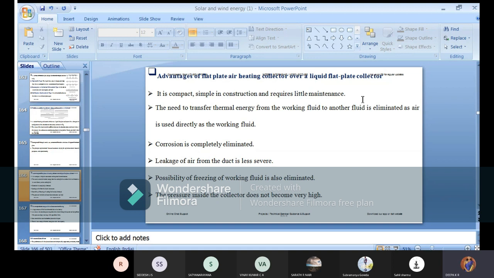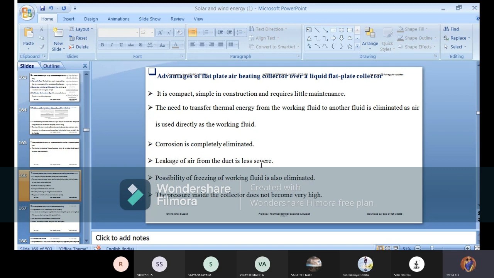So once again, we'll recall the main conditions. One is construction wise, it is compact, simple, and requires very little maintenance. And there is no need of transferring the thermal energy, because your working fluid is air. You can't say it as a liquid, you should say the working fluid is air. Next, corrosion is completely eliminated. That is not going to happen because we don't have any tubes for circulating. Then leakage of air from the duct is less severe.